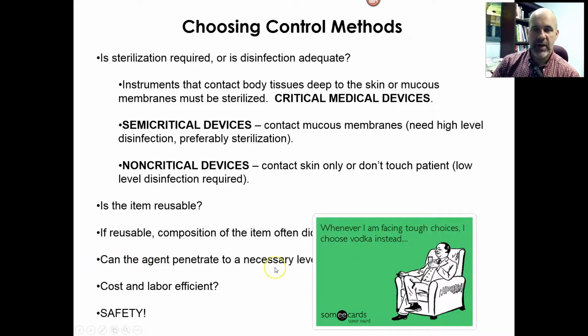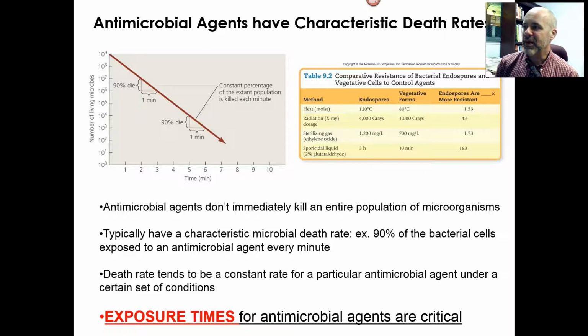Will the agent penetrate to a necessary level? That's important as well. Think about if you have biofilms present, you're going to need something that's going to help penetrate and break apart the biofilm. Cost and labor efficiency, and this is really key. Safety, how safe is something? There are lots of things out there that might control microbes, but they're dangerous to expose personnel to.